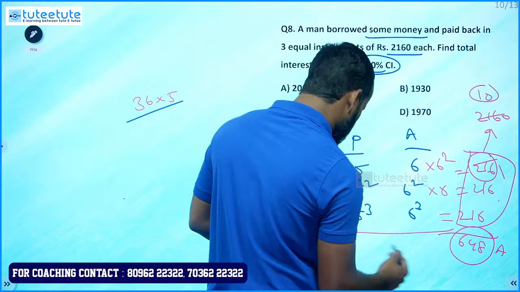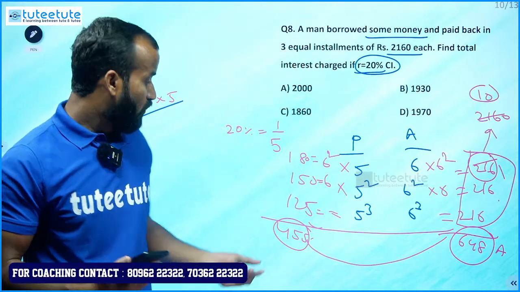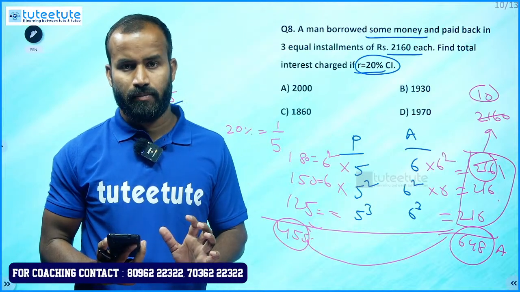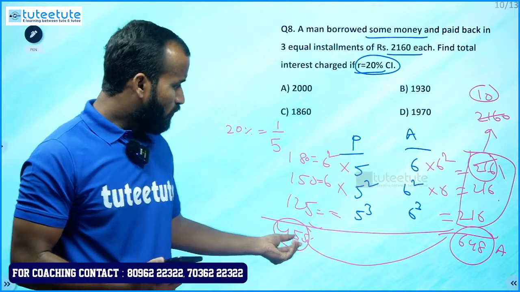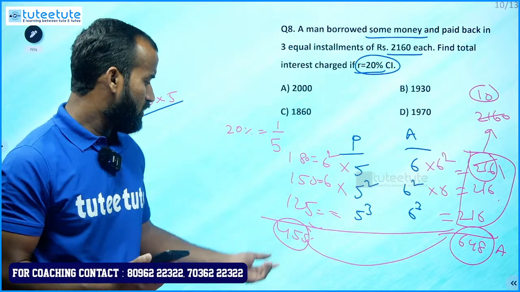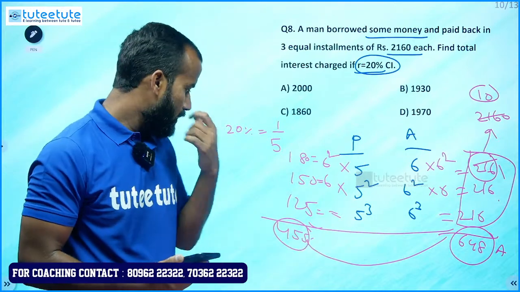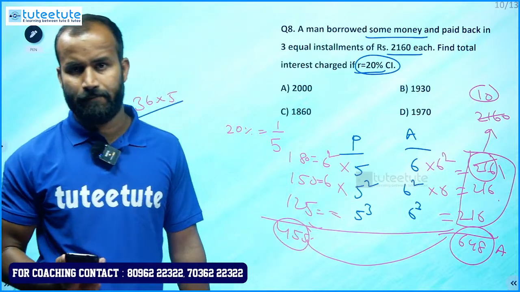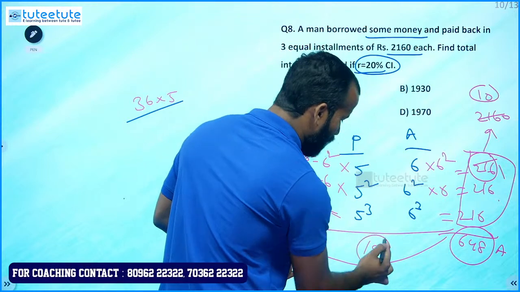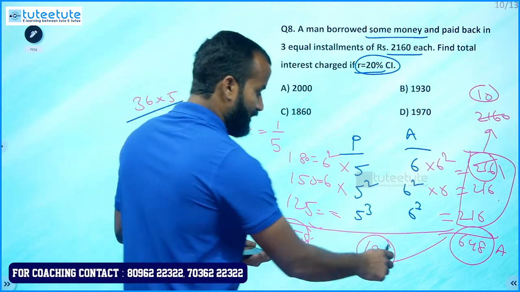Now the difference between these two will be the interest. That is what is asked in the question. So now 455 and 648. The difference is 193. So 193 parts will be the interest.